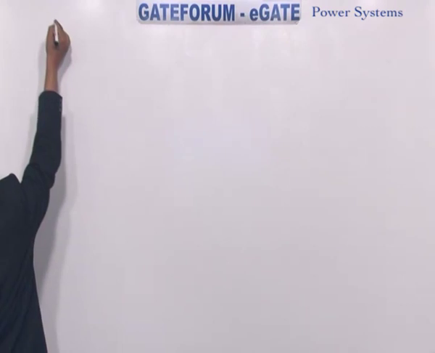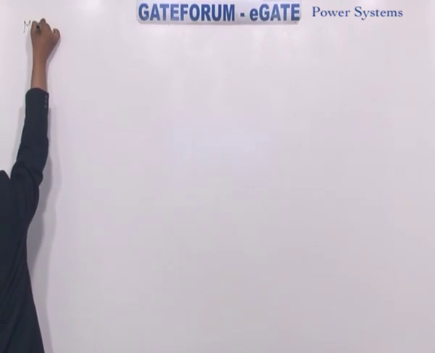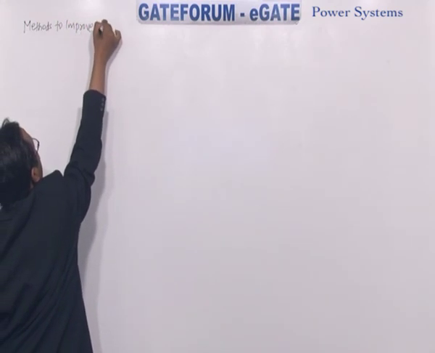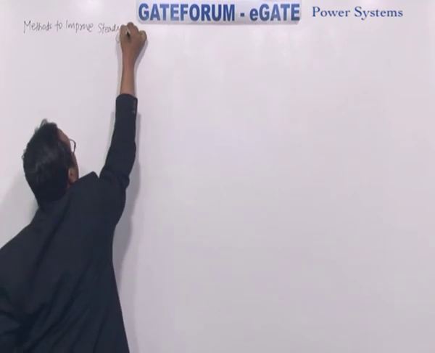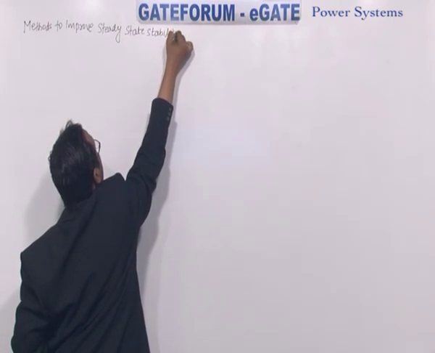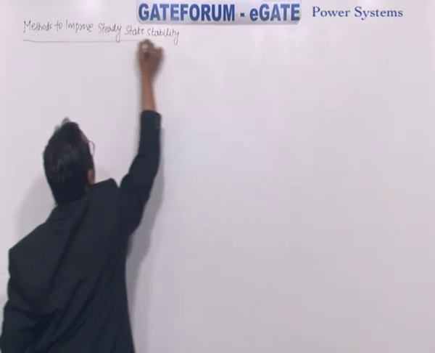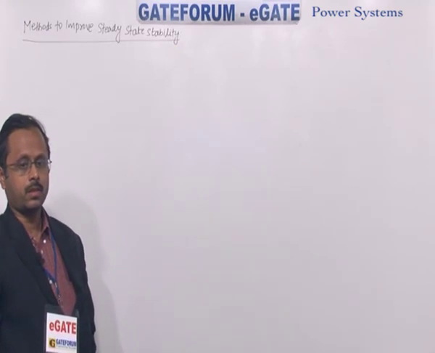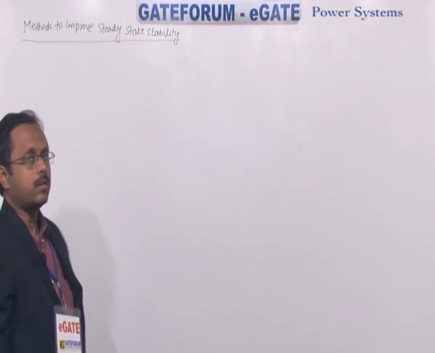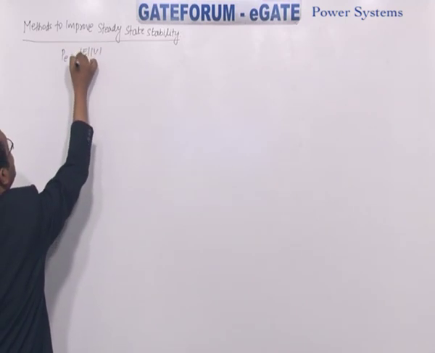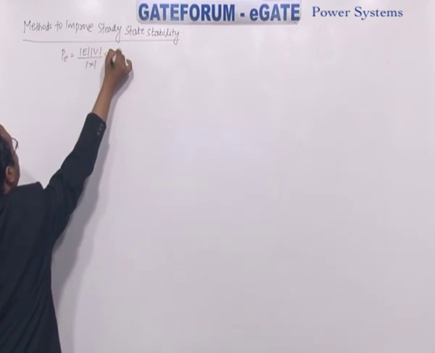Now we continue with our next discussion, that is methods to improve steady state stability. What are the methods to improve the steady state stability? You know the electrical power transmitted formula is EV by X sin delta.